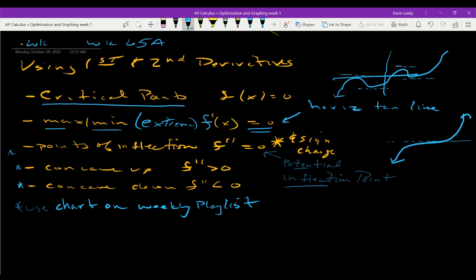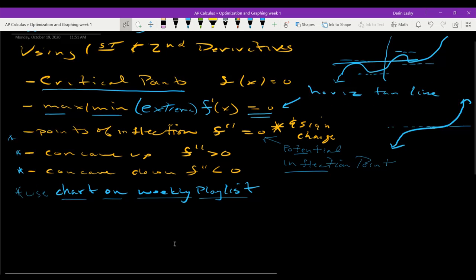So concave up and concave down. If f double prime is greater than 0, it's concave up. If f double prime is less than 0, it's concave down. I attached some charts on the weekly playlist. I would print those out or copy them down so you can use them. That kind of helps you figure some things out. So let's tackle this next one here.